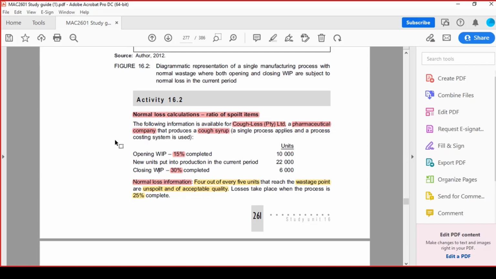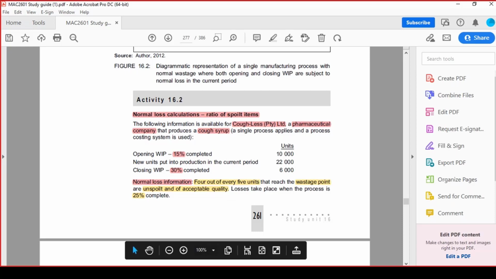So hence I did the 10,000 plus 22,000 and got to 32,000. My closing WIP is at 30%, and I'm like, is 30% greater than my wastage point? Yes. If it is greater, then I'm also going to keep it, so I did not deduct anything. And then I came to the point that you highlighted in yellow, 4 out of 5. Then I made that a percentage. That was 20%. Then I did the 32,000 times 20%, and I ended up at 6,400.